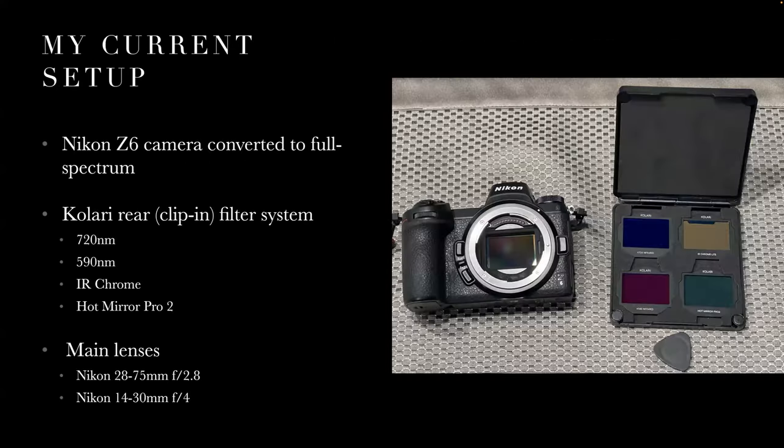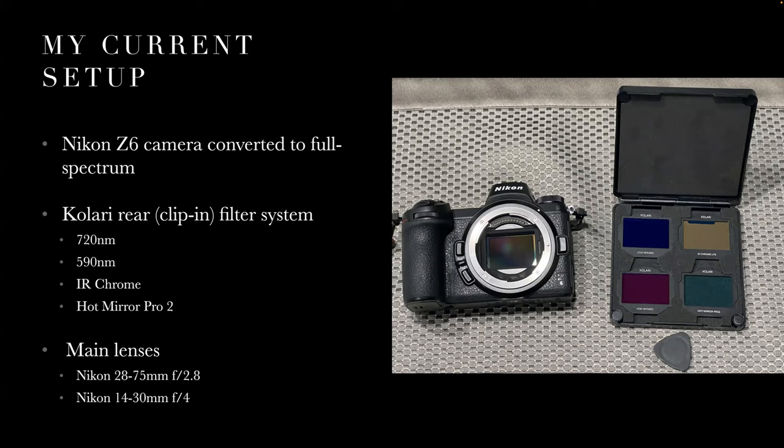So here's my current kit right now. I've got a Nikon Z6. I purchased it refurbished to save a little money. I had it recently reconverted from 720, which was my default, to full spectrum. And I use these filters that you can see in this little case. What you see in the camera is the naked sensor. Then they put some magnets in there, and you can just attach these little metal-framed magnets right on top of the sensor.